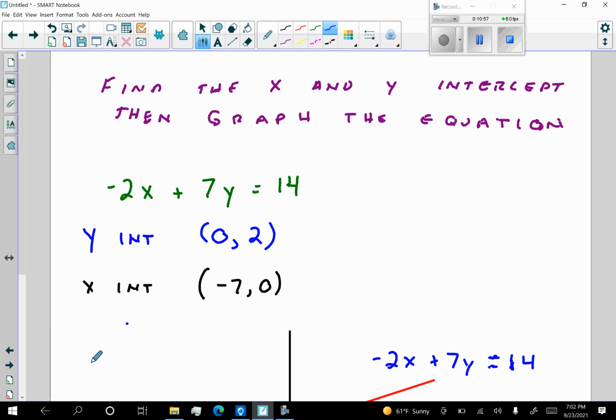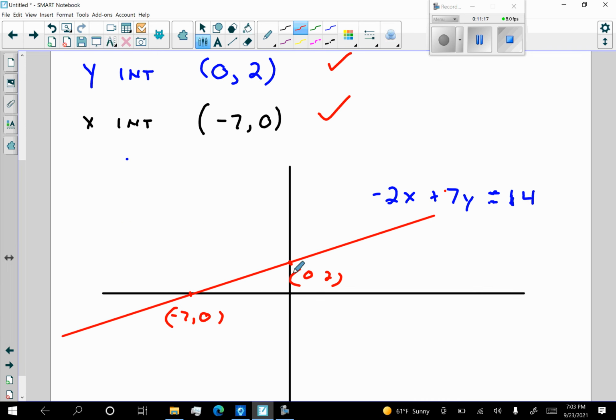So here is this line, the line I was talking about, negative 2x plus 7y is 14. And on the previous slide, we did indeed find that the y-intercept was (0, 2) and the x-intercept was (-7, 0). I'm going to plot those 2 points. Here I go. I'm going to plot the point (0, 2). I'm going to plot the point (-7, 0). Draw a line, sketch a line through those 2 points, and this red line is indeed, ladies and gentlemen, the graph of that linear equation given in standard form.